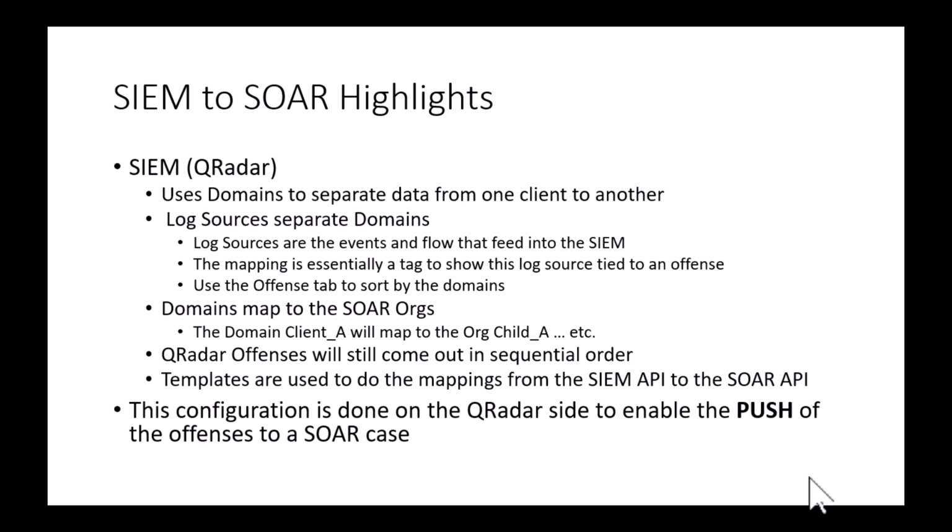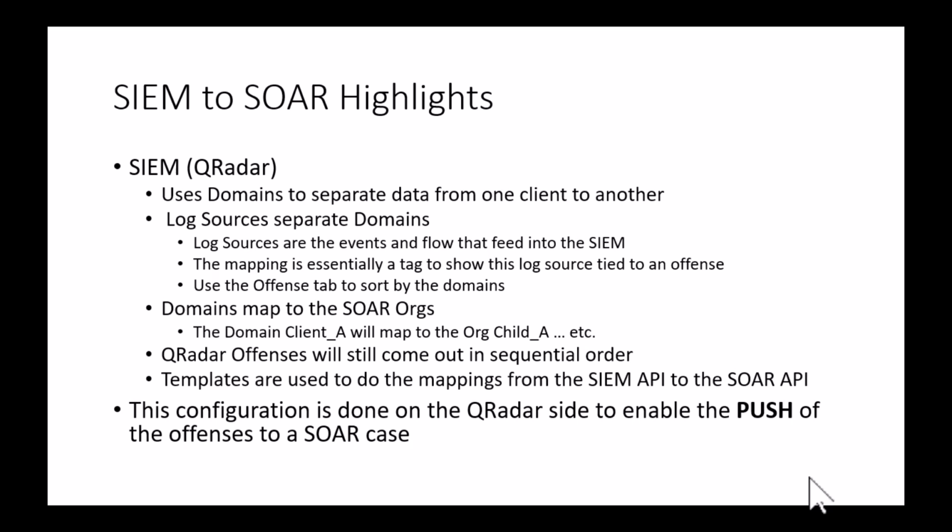And once we have that all set up and working properly, the next thing we'll have here is the domain mapping. So we're going to map the domains to the SOAR orgs. And that means that any event that's triggered based on an event or a flow that triggers an offense in that particular domain will be transmitted over to that org on the SOAR side.